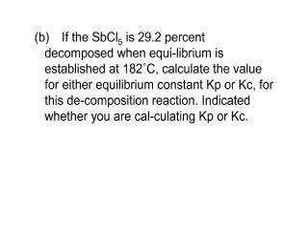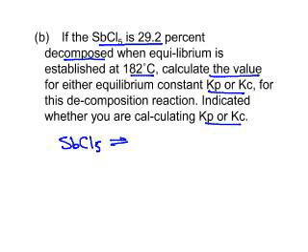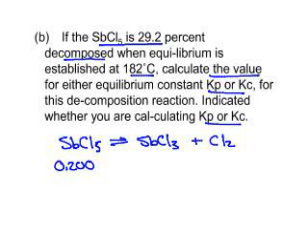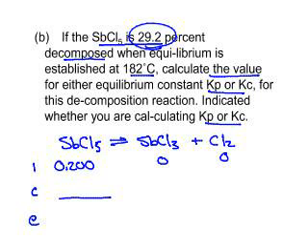Okay, if the SbCl5 is 29.2% decomposed when the equilibrium is established at 182 degrees Celsius, calculate the value of either Kp or Kc. All right, so I have my reaction. SbCl5 makes SbCl3 plus Cl2. Now my molarity was 0.200, and this is going to be an ICE table. We have no SbCl3 or Cl2. When they gave us this 29.2, they're essentially calculating X for us. This is going to diminish by some amount, but it's going to be 29.2% of 0.2.